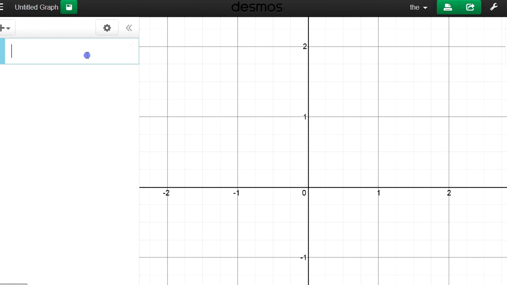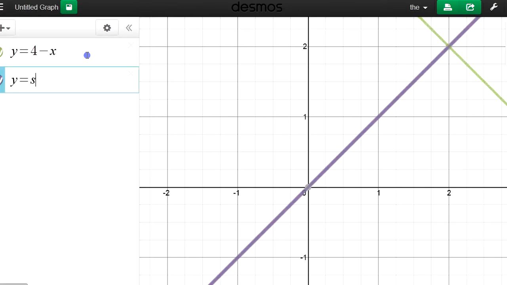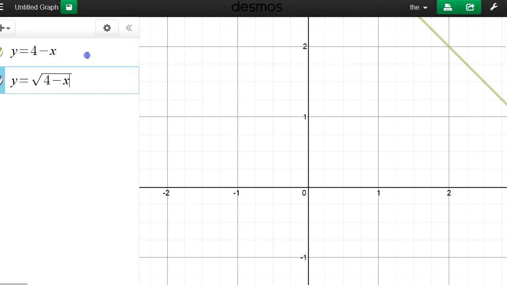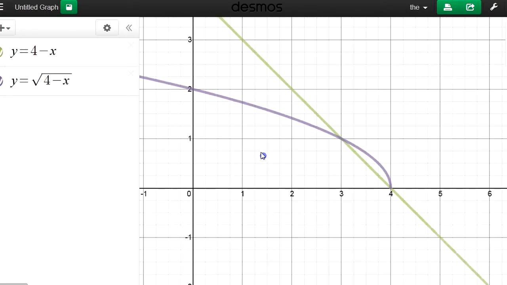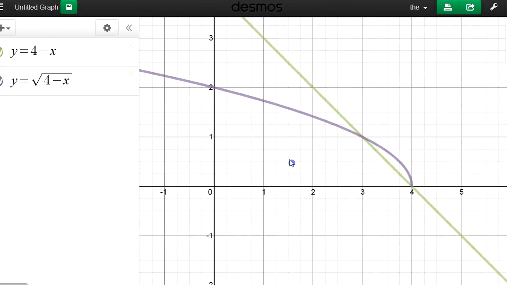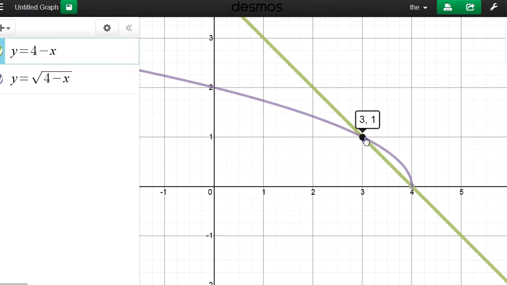All right, so let's flip back over to the graph here, and let's put in our two functions there, y equals 4 minus x, and y equals the square root of 4 minus x. All right, now if we look at this, we'll zoom out a bit, move this over. The first thing you notice are those 2 points that we had there. This point and that point down there. Those are those two invariant points.